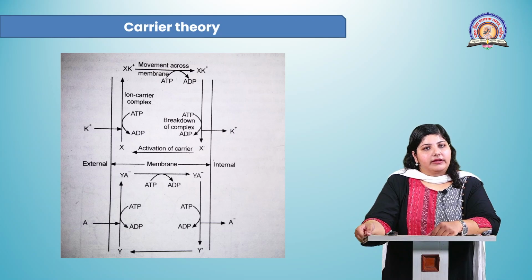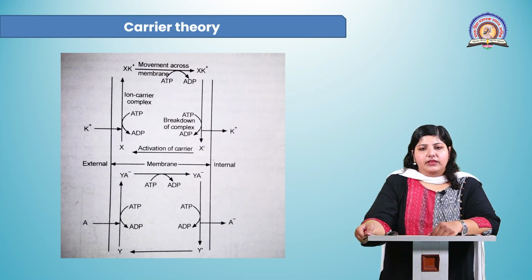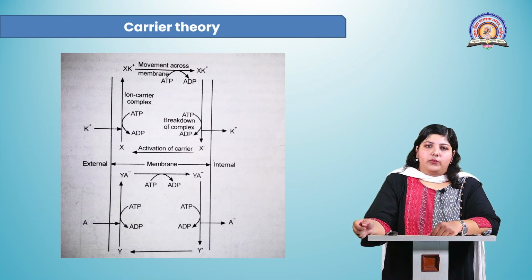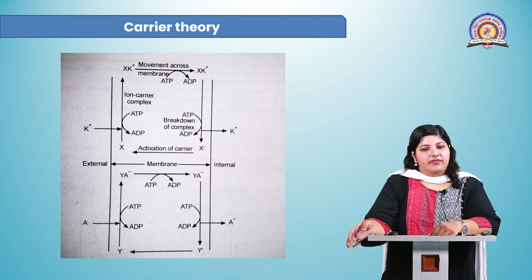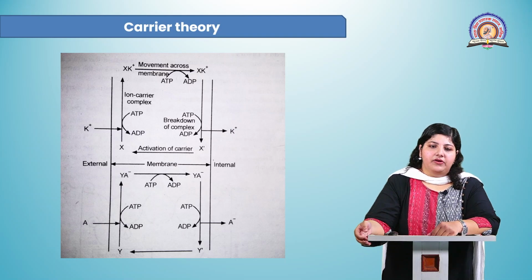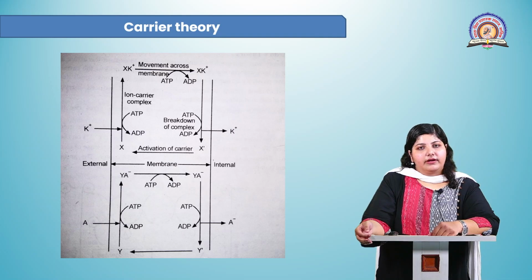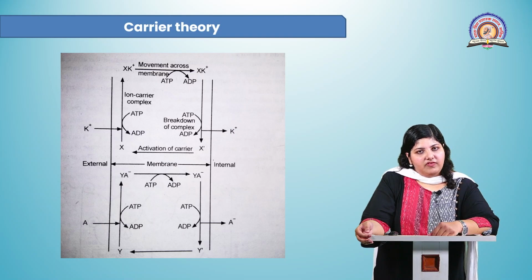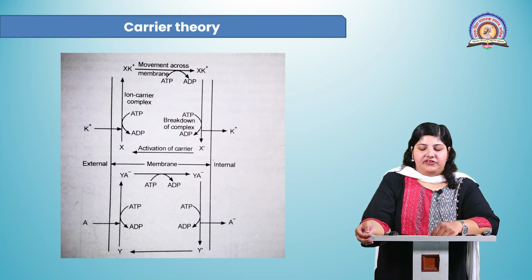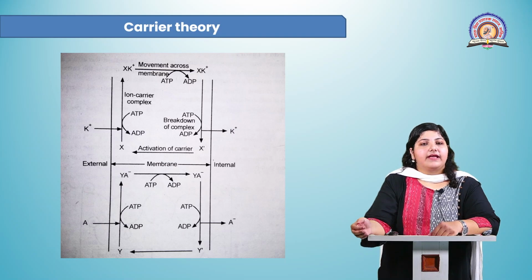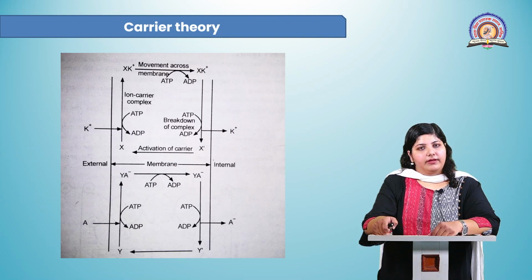For that also energy is required. Then this carrier will release the ion in the internal side, and that carrier will be converted into its precursor form. For releasing the ion also, energy is required, and then it is converted into its precursor form, that is Y dash. So the same processes take place for cations and anions respectively. So this is one type of mechanism of active absorption.